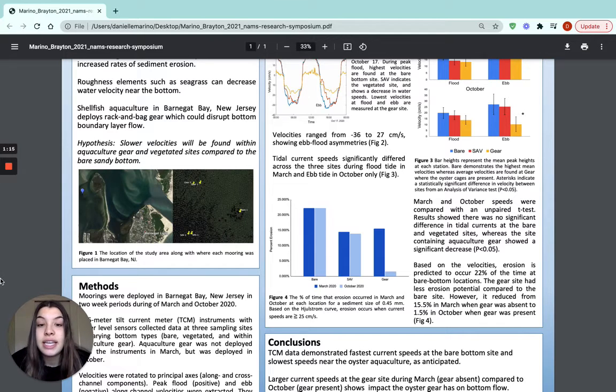Data was collected in 2-week periods during the months of March and October using tilt current meter instruments at each station, which includes a sandy bare bottom site, a vegetated area, and an area with oyster gear present. Please note that aquaculture gear was not deployed with the instruments in March, but it was deployed in October, so the gear site during March doesn't have as large roughness elements as it does in October due to the cages not being deployed yet.